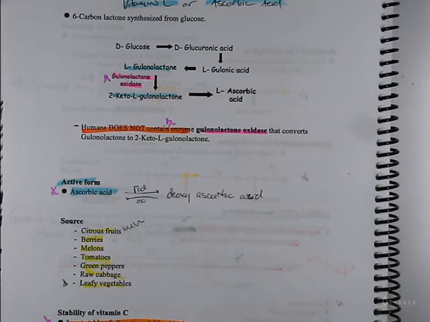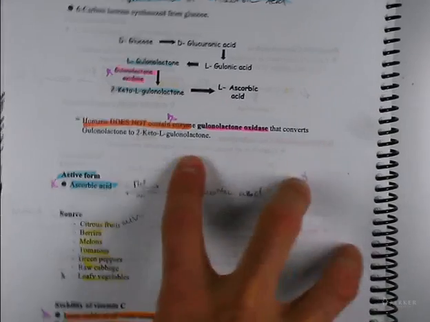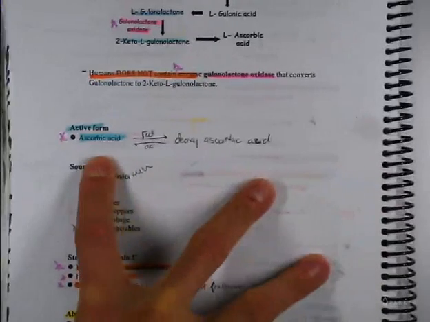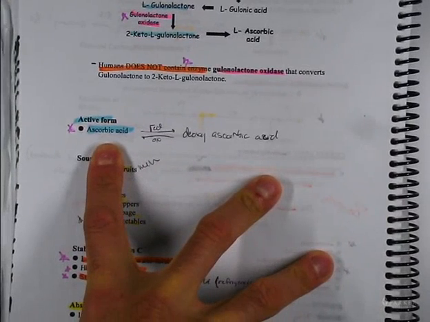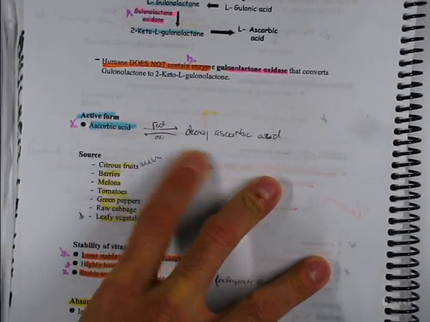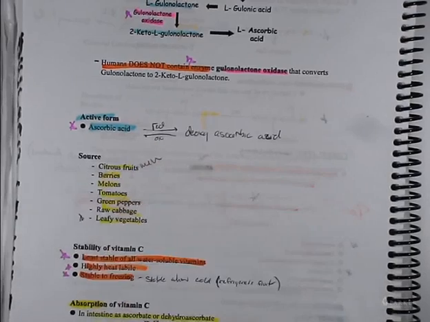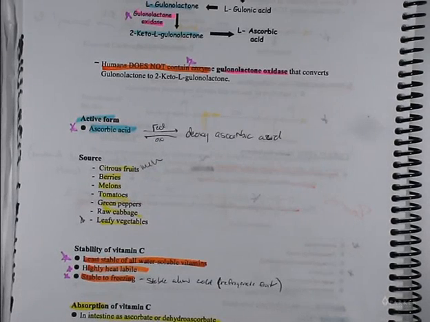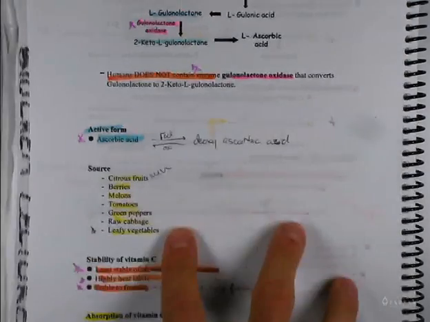And since you know it's gulonolactone oxidase, you should guess that the substrate for gulonolactone oxidase is gulonolactone, because enzymes are named for the substrate and what they act on. Gulonolactone oxidase acts on gulonolactone, so that'll help you a little bit. The active form is ascorbic acid. It can be reduced to dehydroascorbic acid and oxidized to ascorbic acid. Again, not huge TQ for that one, but he did talk about it in our class, so I'm not sure if it's important for you guys.